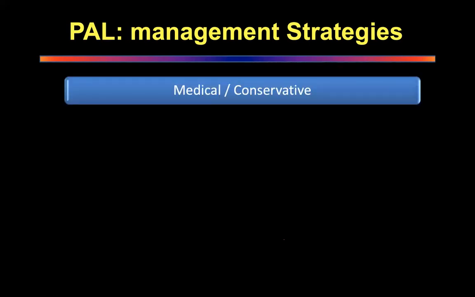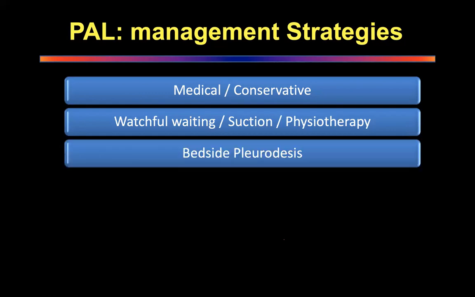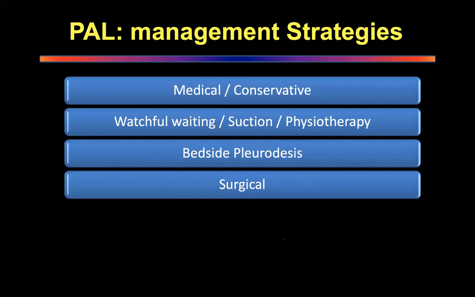So for persistent air leak, there are various management strategies. One is the medical or the conservative management strategy, which would include watchful waiting, suction, physiotherapy. Again, some people don't like suction, so we don't have an answer to that. Sometimes in patients who are not suitable for any surgical reintervention, you might consider bedside pleurodesis and just get away with it. But for most patients, because you've operated and it's a post-operative patient, you actually want to do something surgically if the air leak has become prolonged.